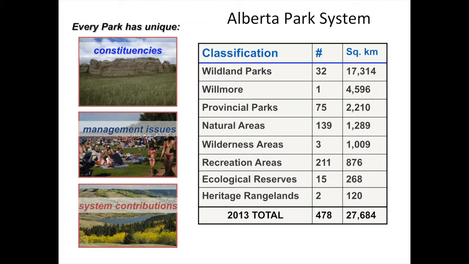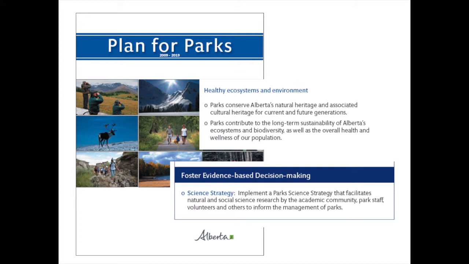There are over 458 sites within our system, and they're scattered throughout the province. The plan for parks is really our operational plan. It's a 10-year plan that outlines various outcomes strongly linked to the land use framework, but things like healthy ecosystems and environment and conservation of biodiversity are highlighted, as is the notion of evidence-based decision-making. So using science to inform how we conduct our business and to minimize risk.